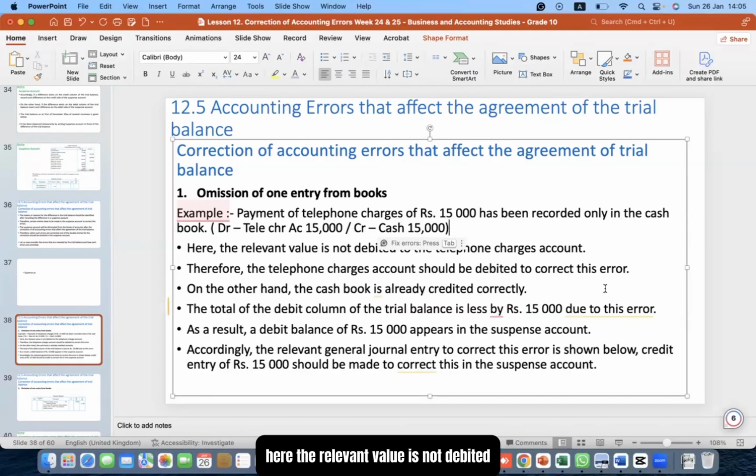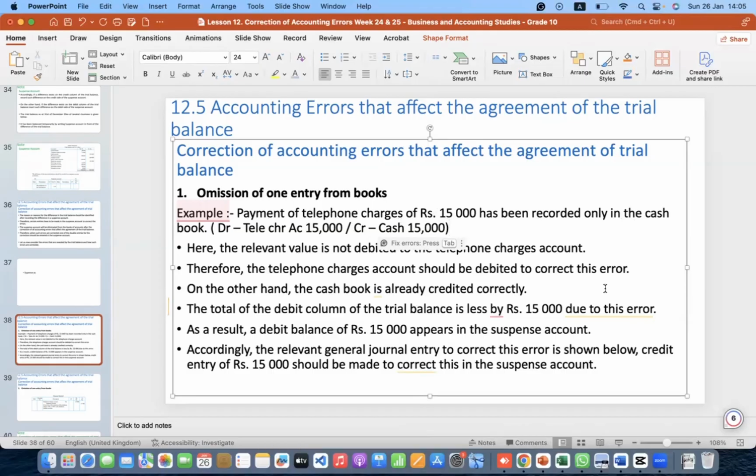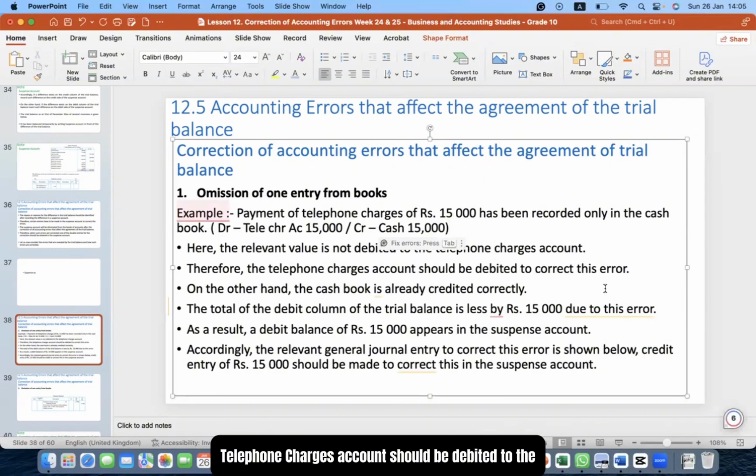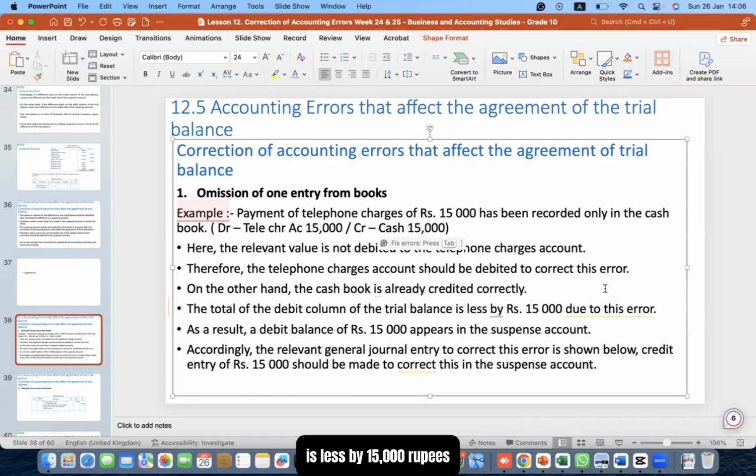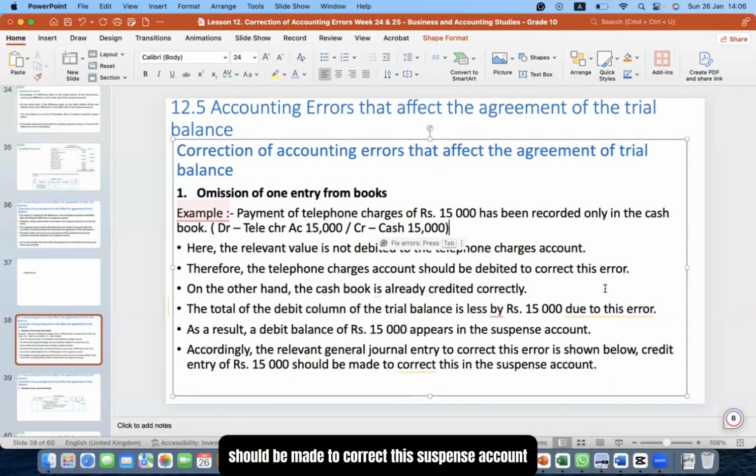Here the relevant value is not debited to the telephone charges account. Therefore, the telephone charges account should be debited to correct this error. On the other hand, the cash book is already credited correctly. The total of the debit column of the trial balance is less by 15,000 rupees due to this error. As a result, a debit balance of 15,000 appears in the suspense account. Accordingly, the relevant general journal entry to correct this error is shown below. A credit entry of 15,000 should be made to the suspense account.